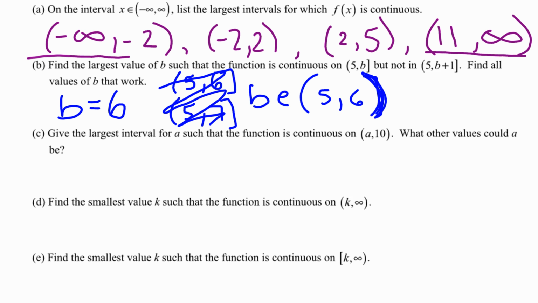So we're saying b can be any number between 5 and 6. Technically, it could even be equal to 6. That's what I meant, because I wrote that over here. All right, so if we want all the values, I'm going to clean that up.